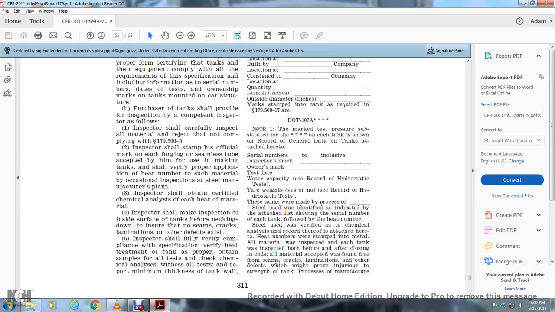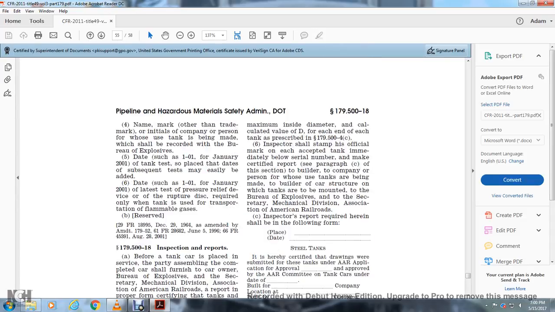Inspector shall fully verify the compliance with the specification, verify the heat treatment of the tank, obtain the samples for all the tests, check chemical analysis, witness all the tests, and report minimum thickness for the tank wall and maximum inside diameter, calculated at each end of the tank as prescribed in 179.504C. Inspector shall stamp the official mark on the tank immediately below the serial number, making a certified report, paragraph C of the section, to the builder, with the company, and to the Bureau of Explosives and the Secretary of the Mechanical Division, Association of American Railroads.